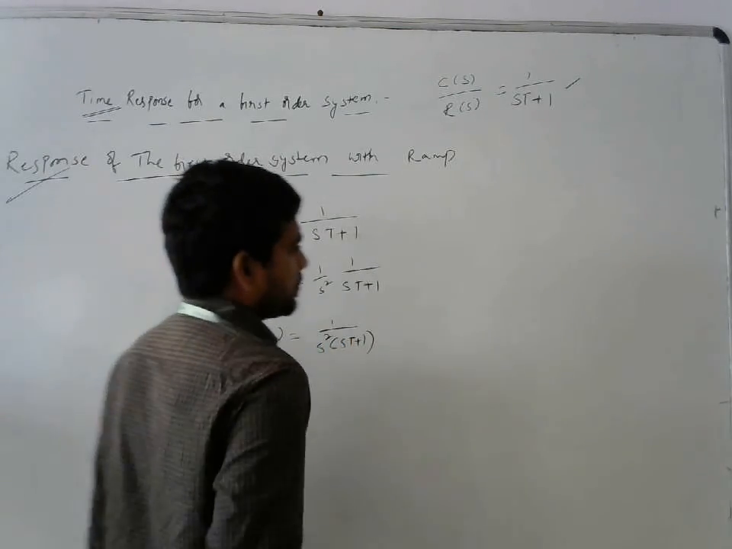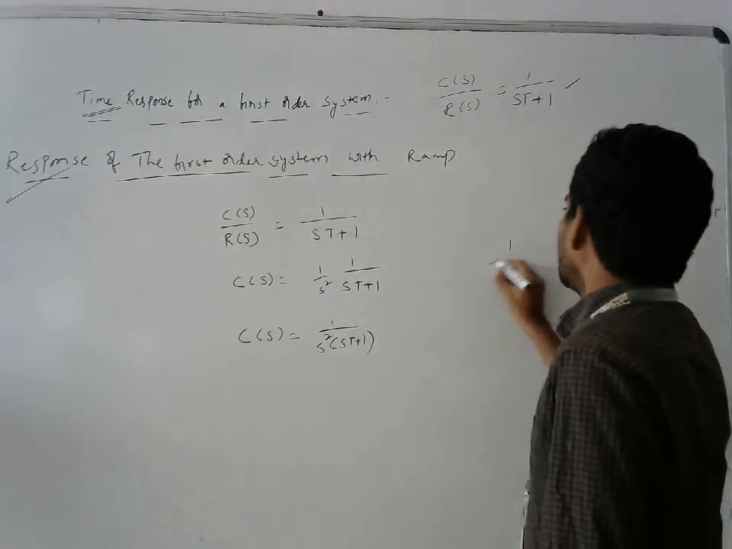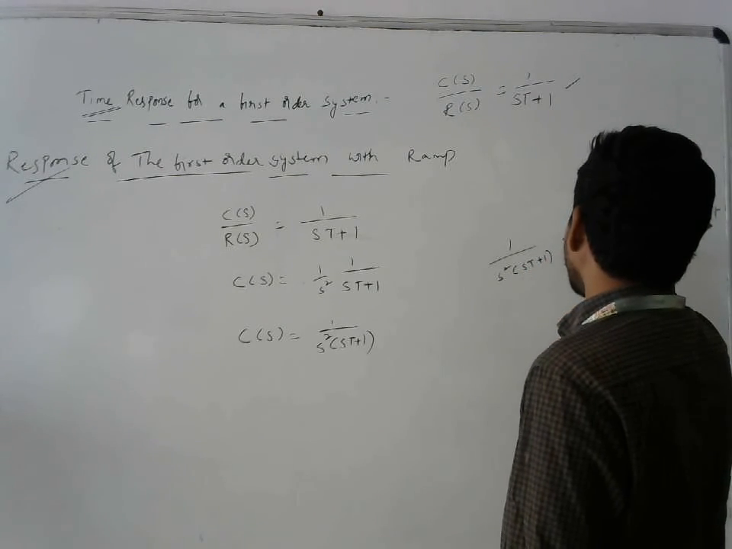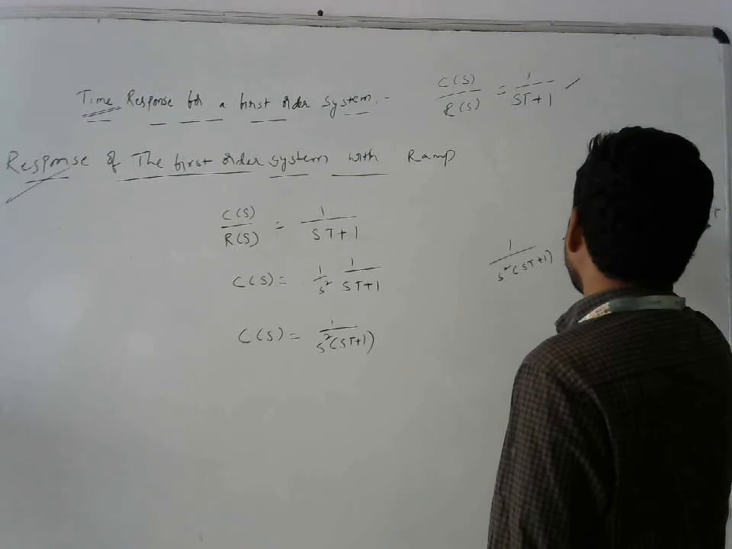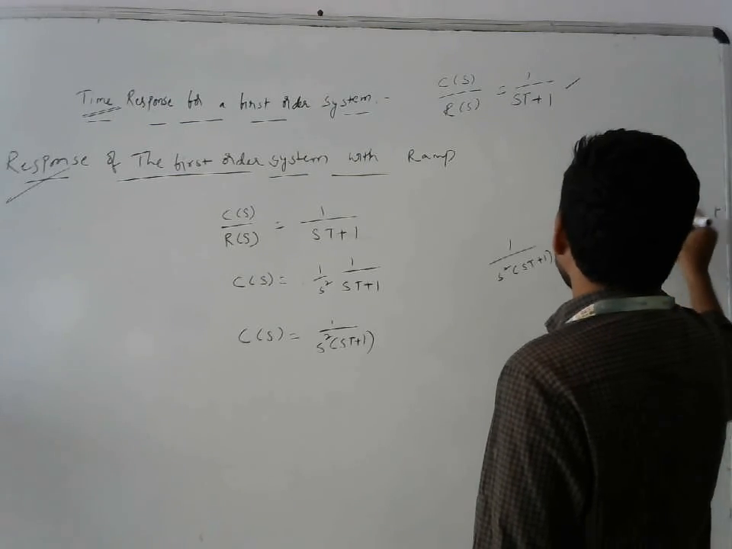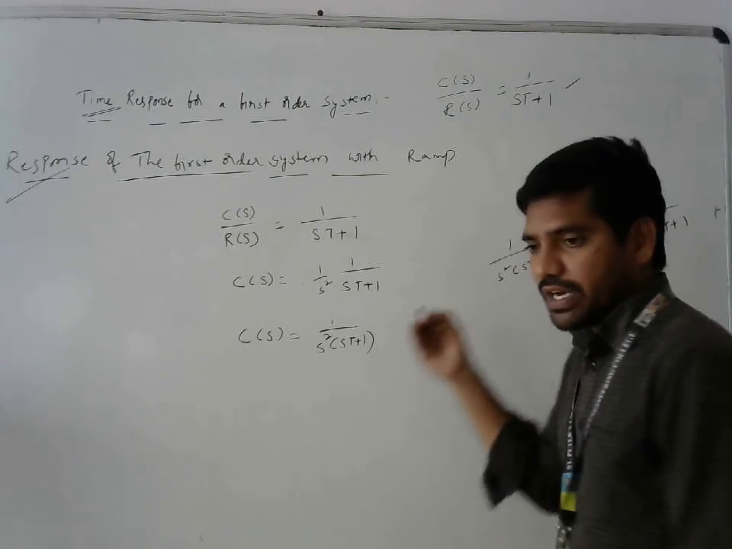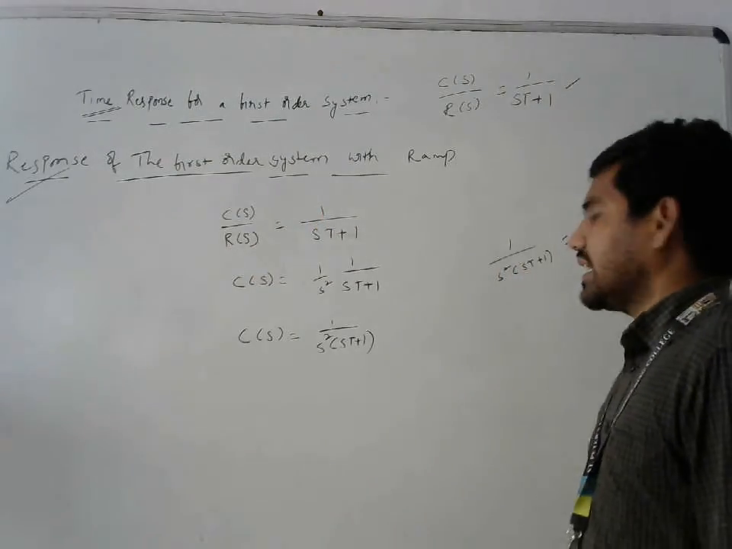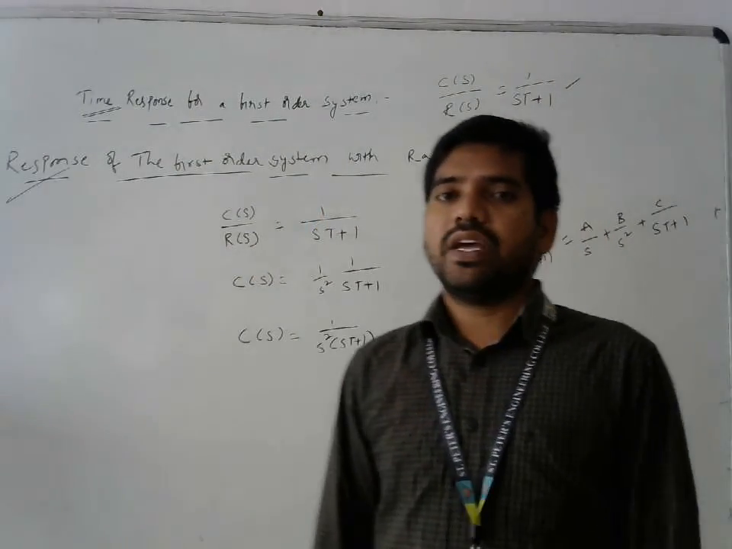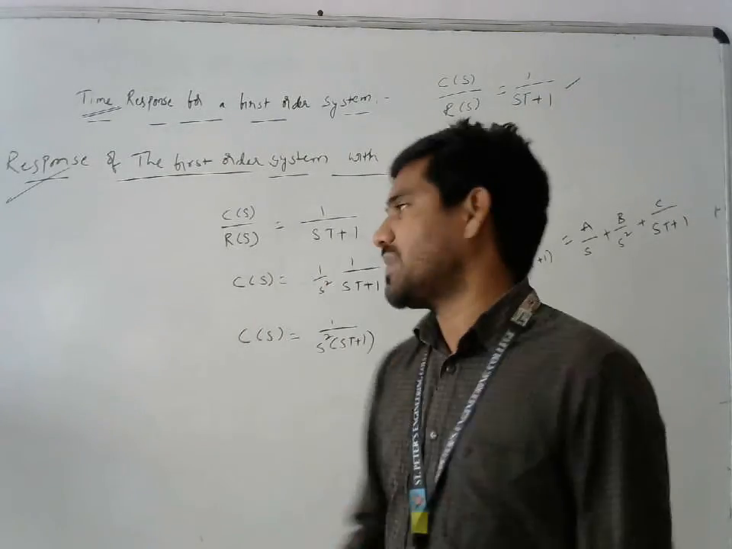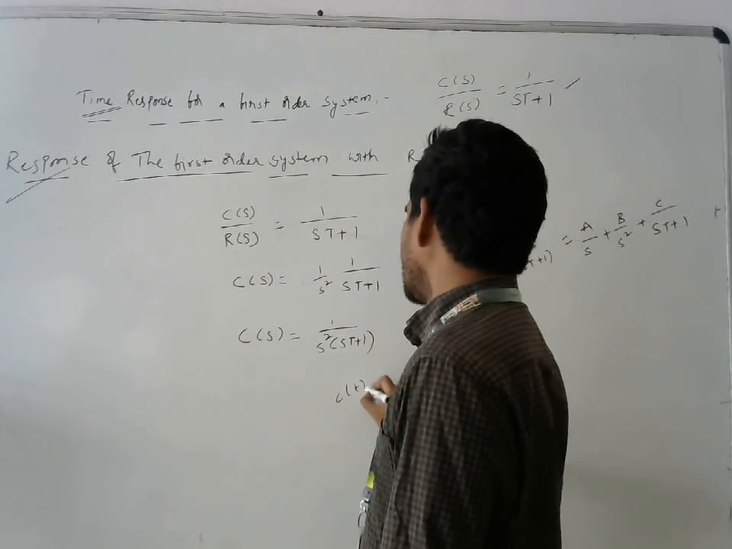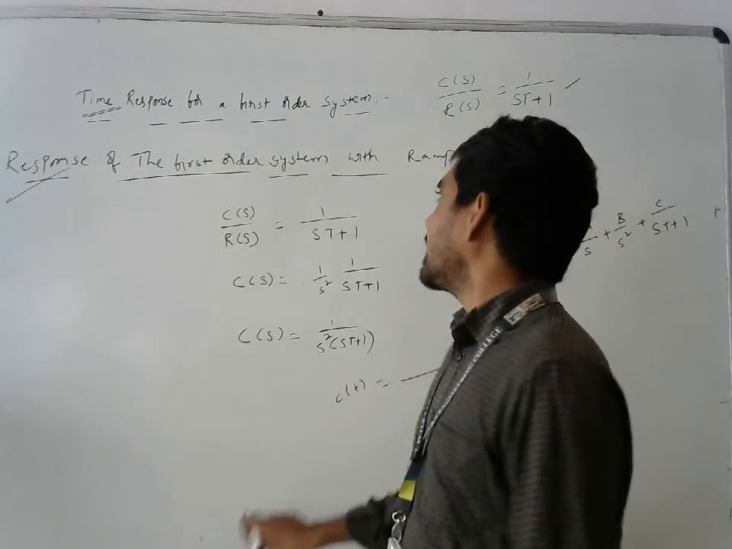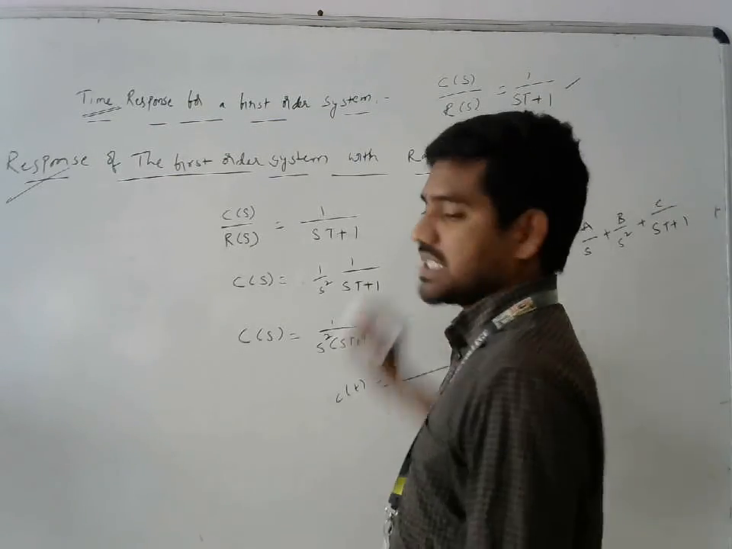So again we need to apply partial fractions on s square into sT plus 1. That means we write it like this: A by s plus B by s square plus C by sT plus 1. Again we are going to get the A value, B value, and C value. Once we have these values, we apply the inverse Laplace transform to get C of t. That is the final response of the particular system when we apply a ramp signal.